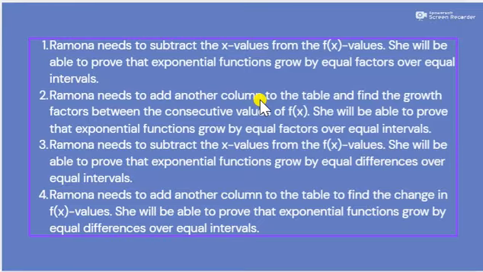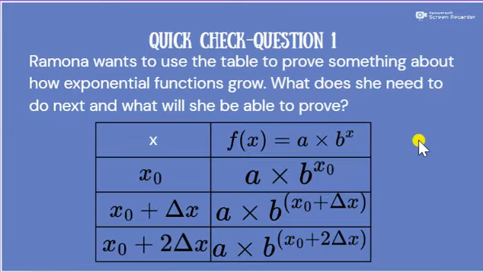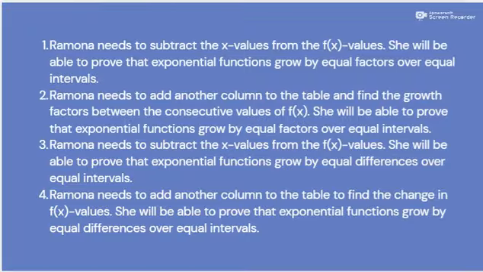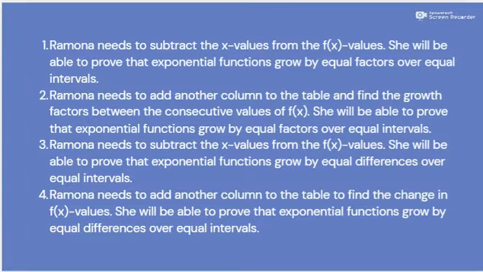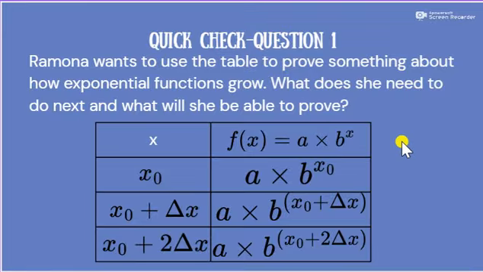Does she need to add another column to the table and find the growth factors between the consecutive values of f of x? So does she need to add a column here and find the growth values between this term and this term, this term and this term? Does she need to subtract the x values from the f of x values? So does she need to subtract this from this? Or does she need to add another column to the table to find the change in f of x values? So does she need to add another table column over here to find the change in here?